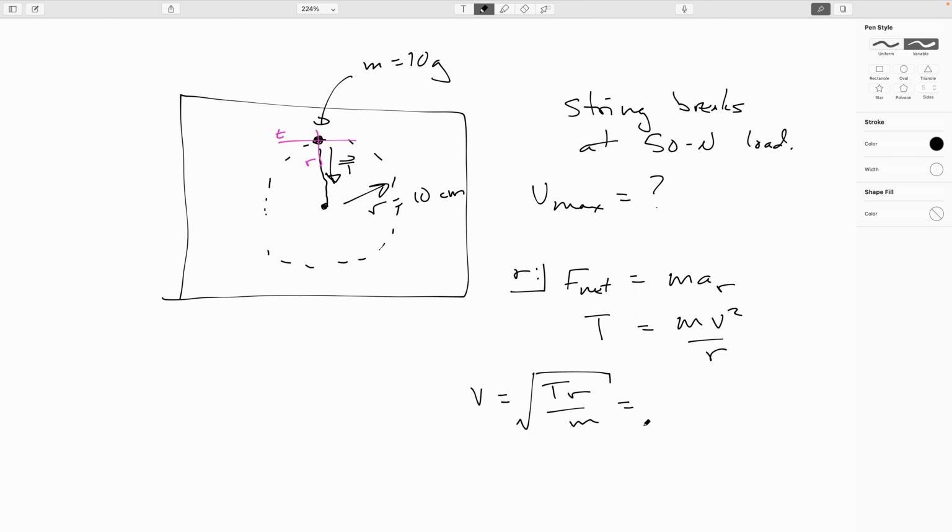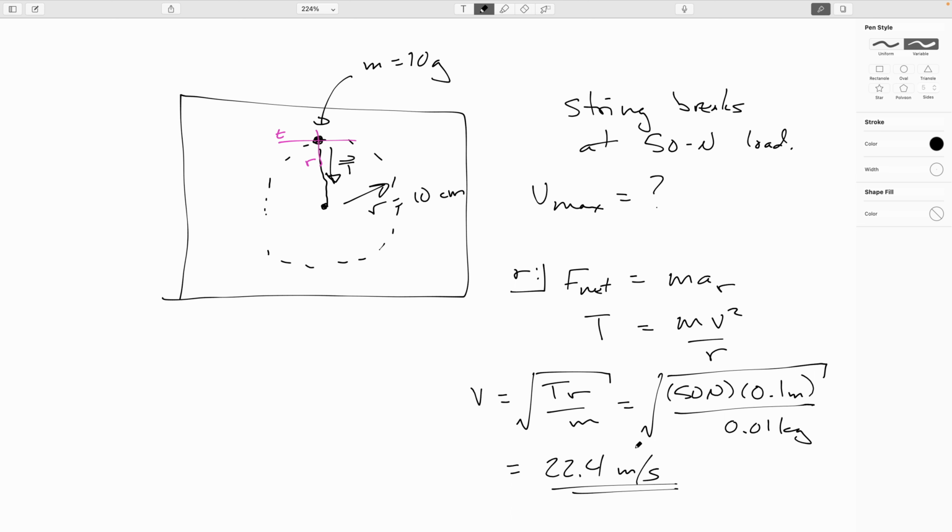Now for our maximum speed, that tension would be 50 newtons. We would be multiplying that by 0.1 meters over our mass of 0.01 kilograms. And that will give us a speed of 22.4 meters per second. So that's the fastest we could have this mass spinning around before our 50 Newton test string would break.